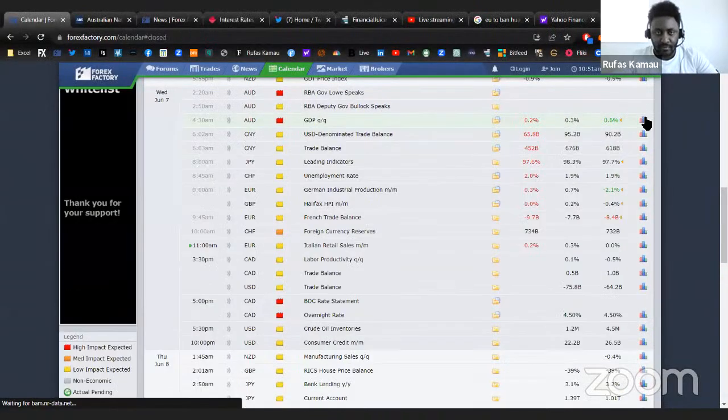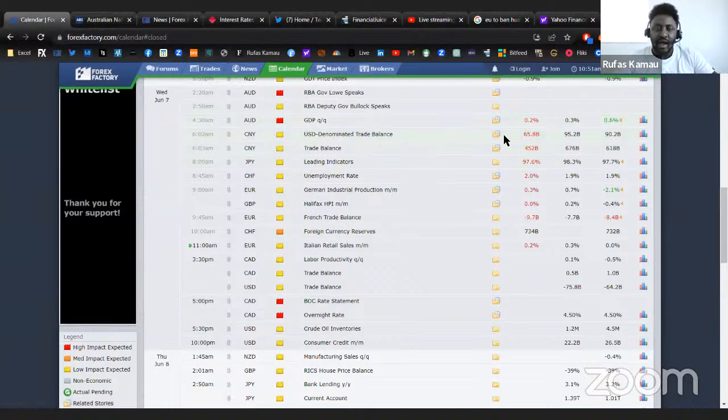Besides that, we had quite a number of news. Chinese trade balance slowing down from a previous reading of 618 billion to 452 billion. And also the US dollar denominated trade balance, 90.2 billion the previous month, down to 65.8 billion, which is basically indicating that the optimism about Chinese recovery is really slowing down, and we could be entering pessimism territory.